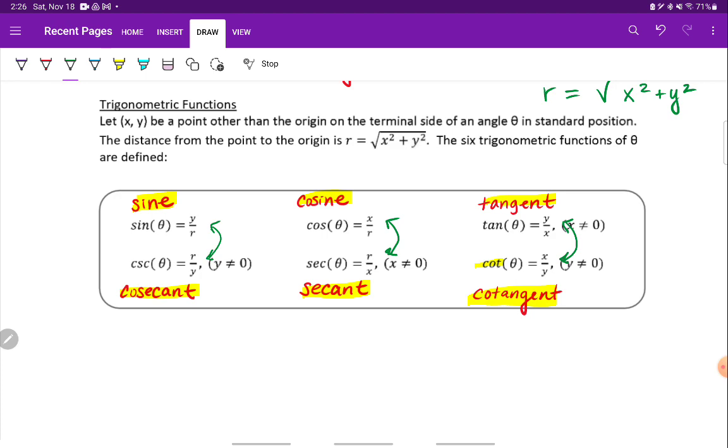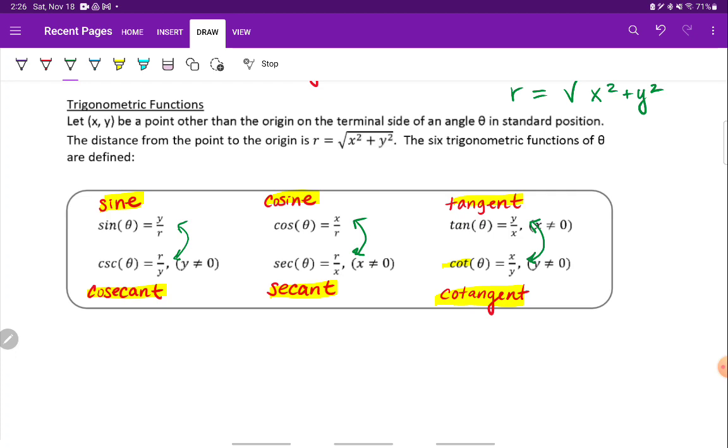In subsequent videos, we'll see how we can use these trigonometric functions.